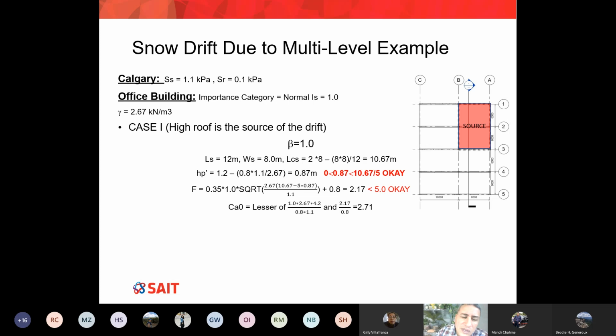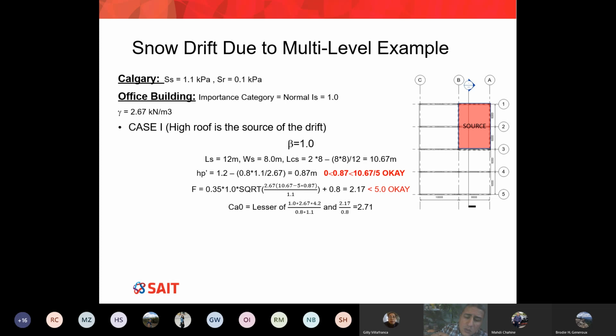Now, finally, once we know the F, we can find the CA of 0 by finding two numbers, the lesser of this number and this number, and here we go, 2.71. So the CA of 0 is equal to 2.71. Remember, this is case number 1, case I. We're not finished yet. So we figured out the accumulation factor next to the higher roof for case number 1.